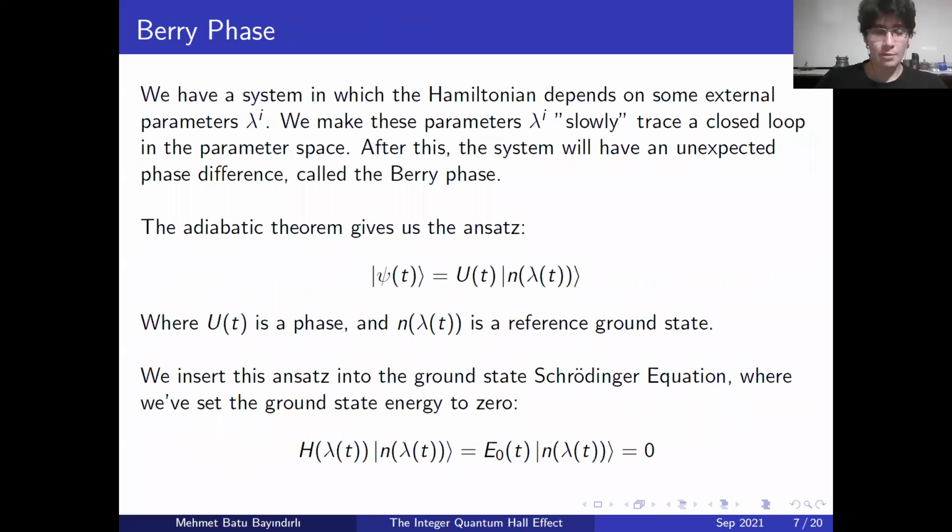Suppose we have the Hamiltonian of this Schrödinger equation, and this Hamiltonian is a function of some external parameters. We call them lambda i's. So we are in control of these parameters. And what we do is we change these parameters slowly, and eventually we'll get them back to their starting values. So we let these parameters lambda i trace a closed loop in the parameter space.